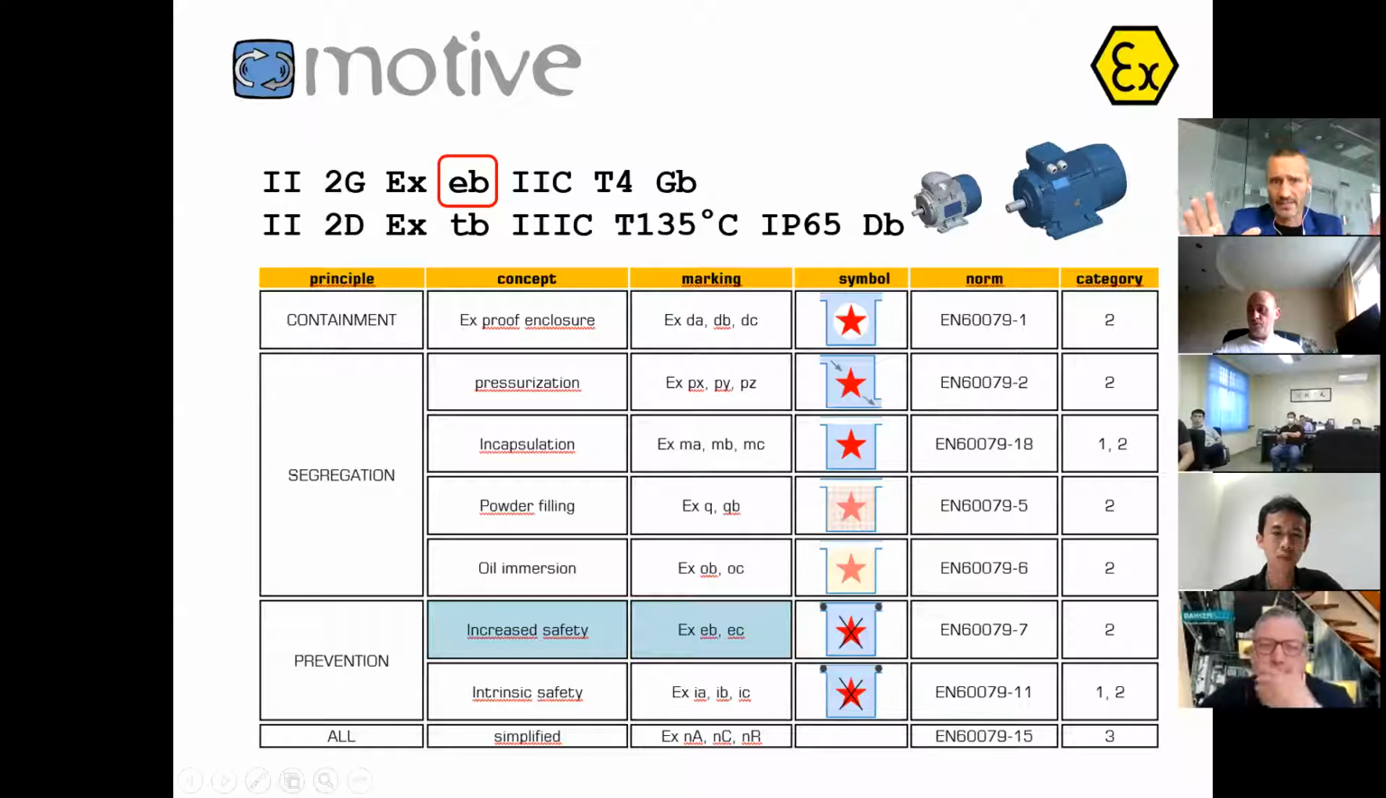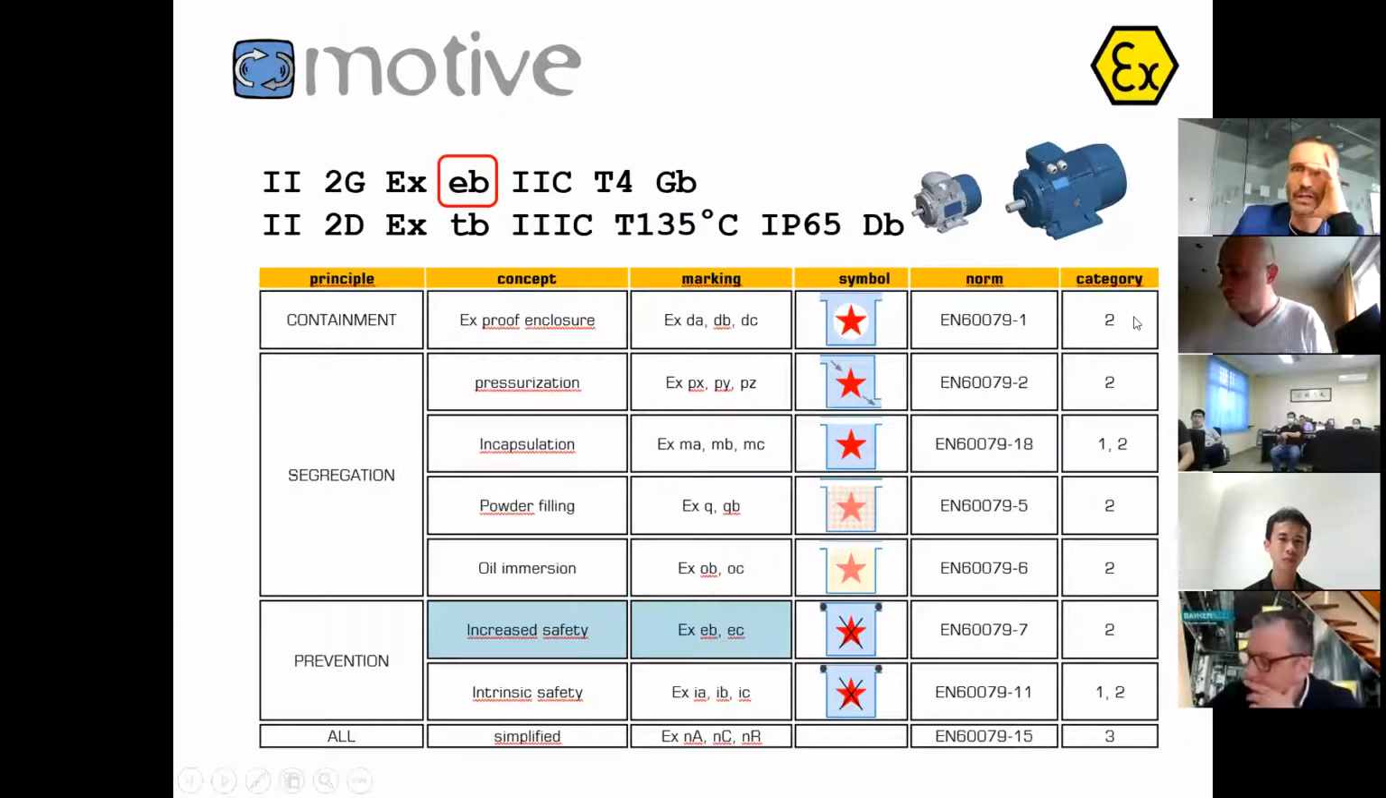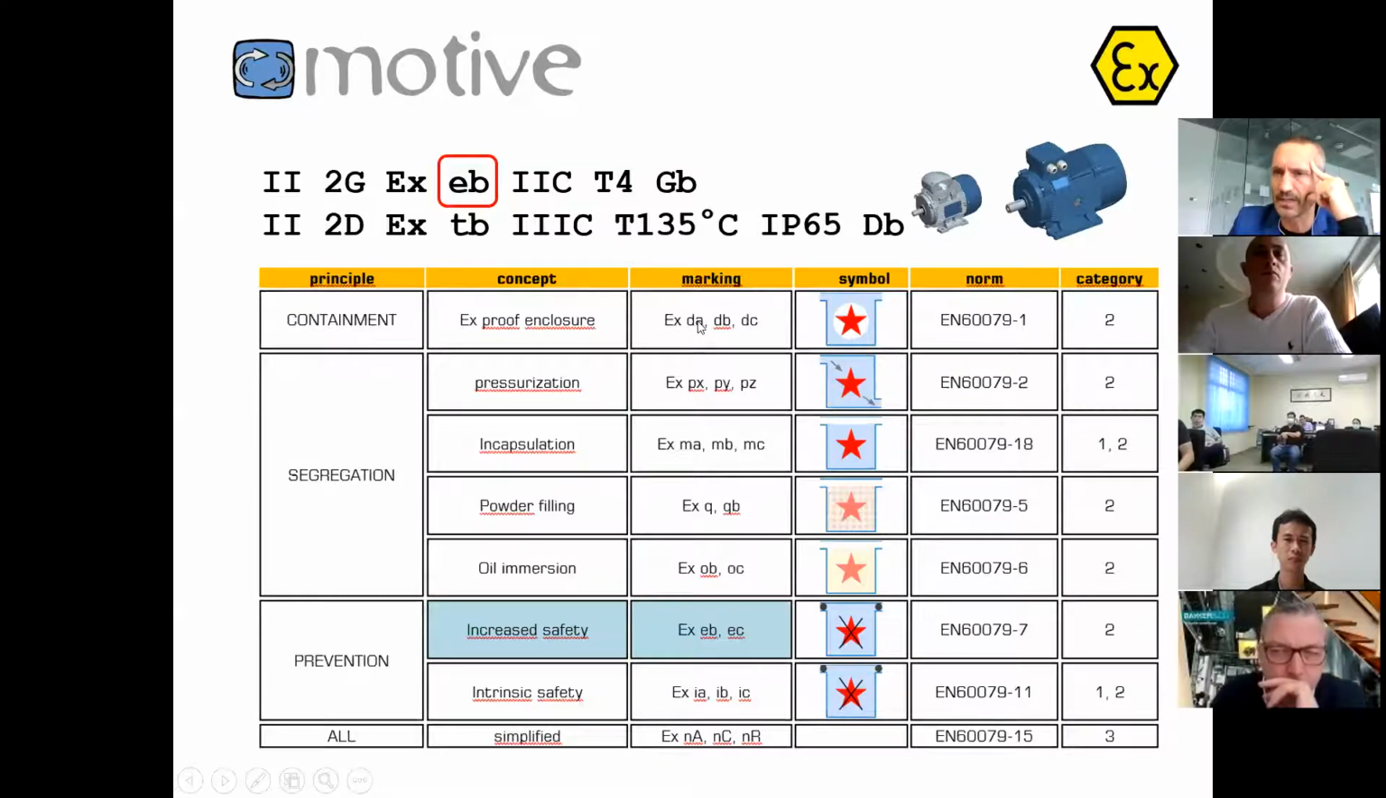And talking about gas, these are all the ways: containment, segregation, prevention, as I told you, okay? Some are suitable for category 2 and category 3 as well. Some others are suitable only for category 3. Some others may be suitable also for category 1. Now, for example, the most classic motor that you have in your mind is heavy and in cast iron. That is suitable. It's the so-called EXD, okay? It's the most classic one. And that is suitable for category 2. It's not suitable for category 1.